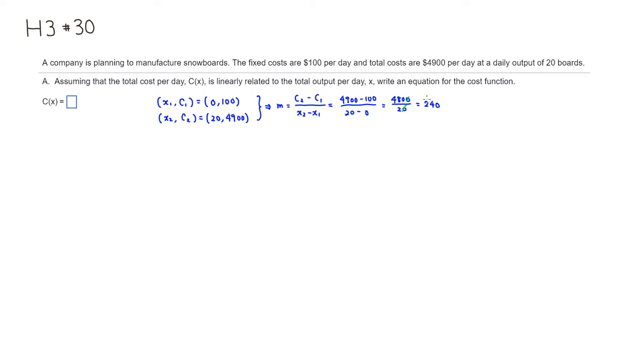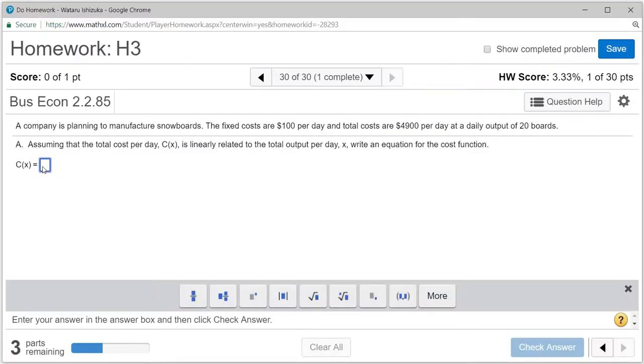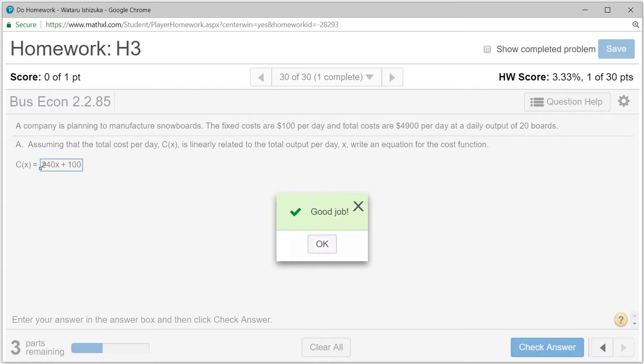Which means the y-intercept is 100, so C of x is 240x plus 100. Right? So let's type it in. We got 240x plus 100. All right, let's check the answer. All right, we got that.